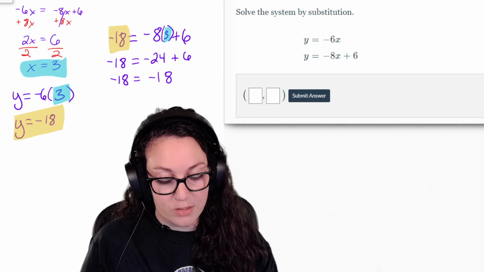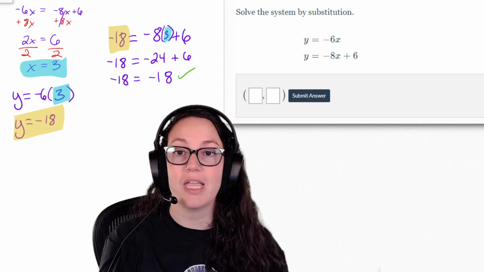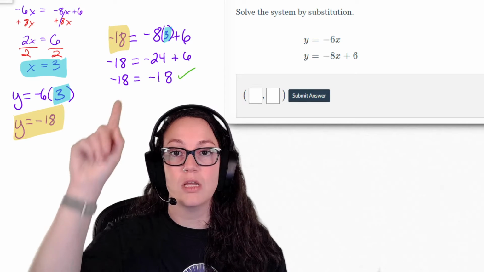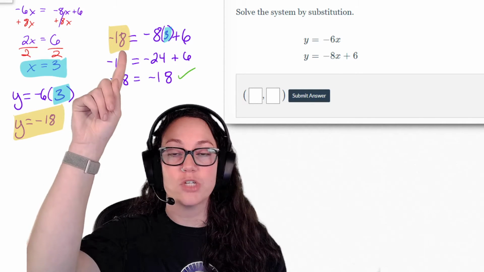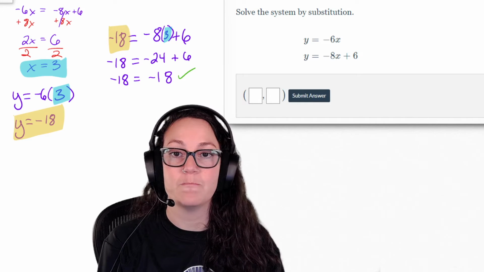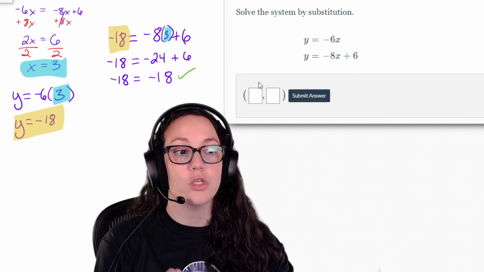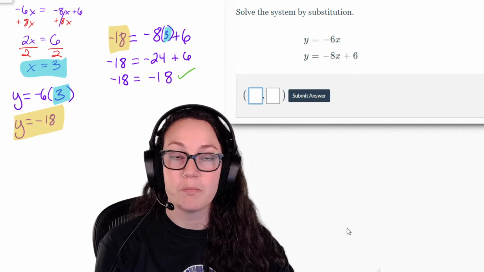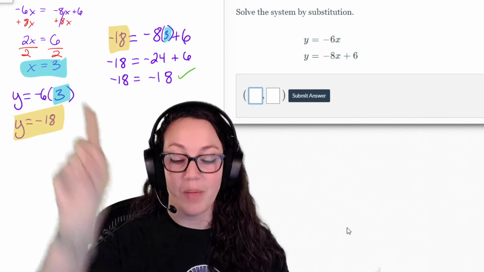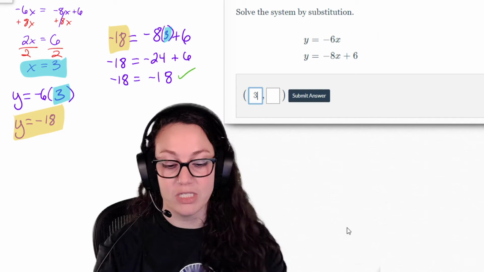Okay, so this checks out. This step was just me checking my answers. My answers I already had. X was 3, y was negative 18. But when I plugged it into my other equation, it allowed me to check and confirm that the numbers I got were correct. To enter your answer into Delta Math, you have to enter it as an ordered pair. Just like in the alphabet, X comes first. So our X was positive 3, and our Y is negative 18.